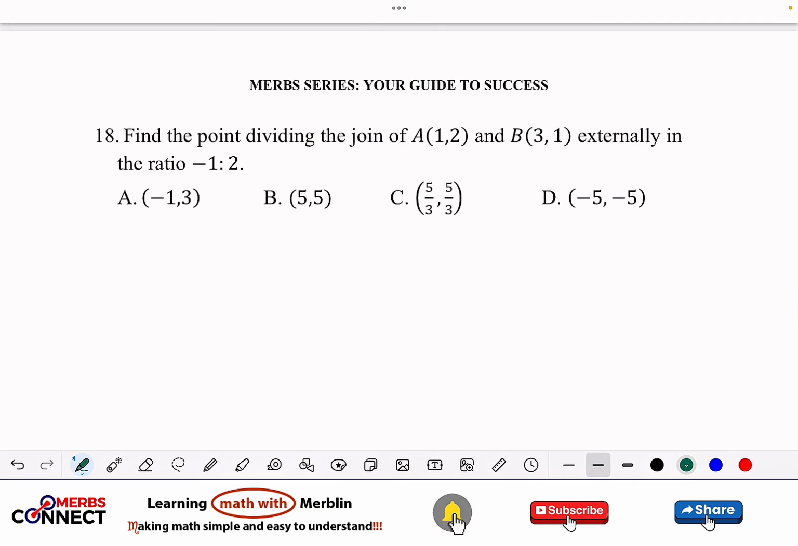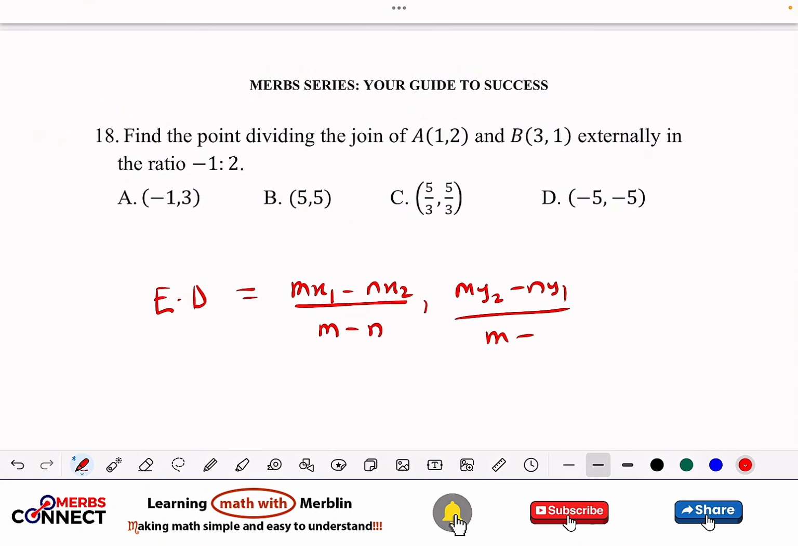Okay, so 18, we are dealing with externally. So externally is just, this minus here is just telling us that it is externally. So pay attention to it, because we know that the external division is equal to mx1 minus nx2 divided by m minus n, and then my2 minus ny1 divided by m minus n. Now pay attention here, because if you don't do that, you are going to make a mistake here.